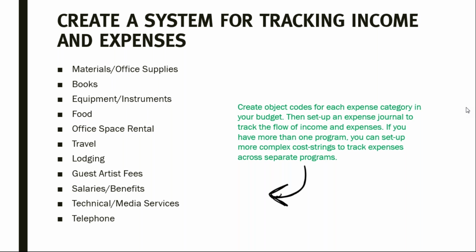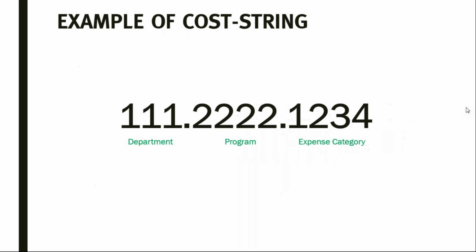And so I'm going to walk you through a system for creating basically a ledger, is what I call it, where you can track all of your expenses by code. Maybe a better word to use is journal. That might be more familiar to most of you. And so you'll create object codes for each of the different types of expenses that you have that then build into a more complex cost string across separate programs. So I'm going to show you an example of this.